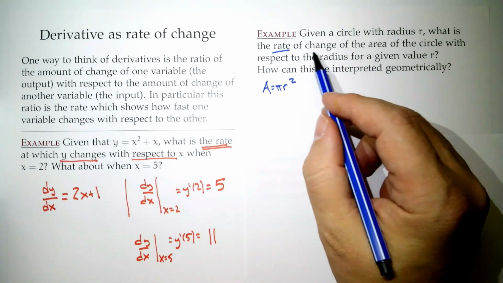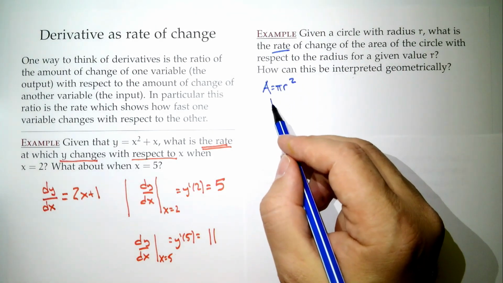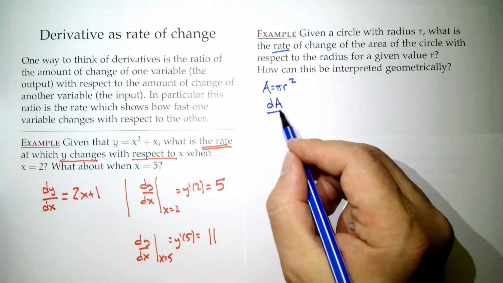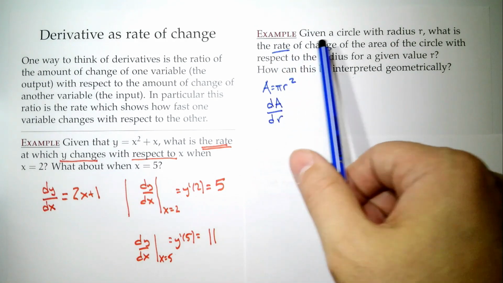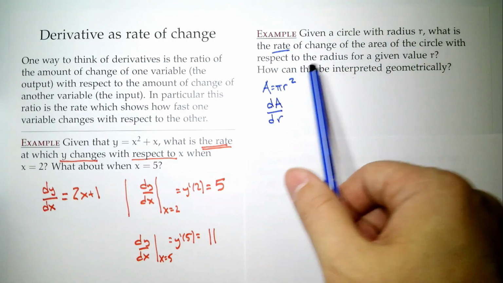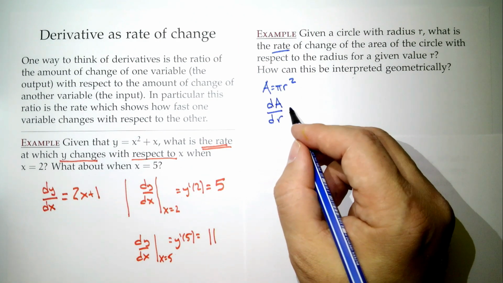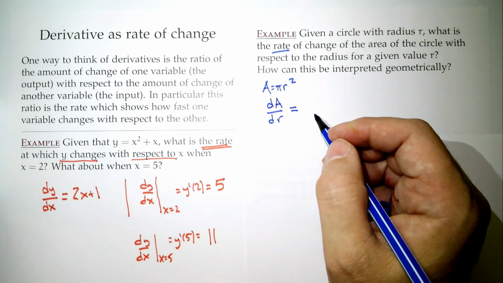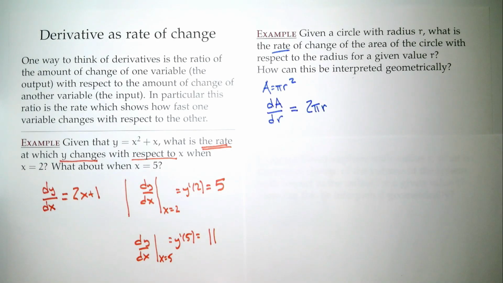Well, we want the change of area with respect to radius. So we want to say, how does A change as we're changing r? dA/dr, the derivative of area with respect to r, the radius. Well, what is dA/dr? Two pi r. Okay, so that's the first question.